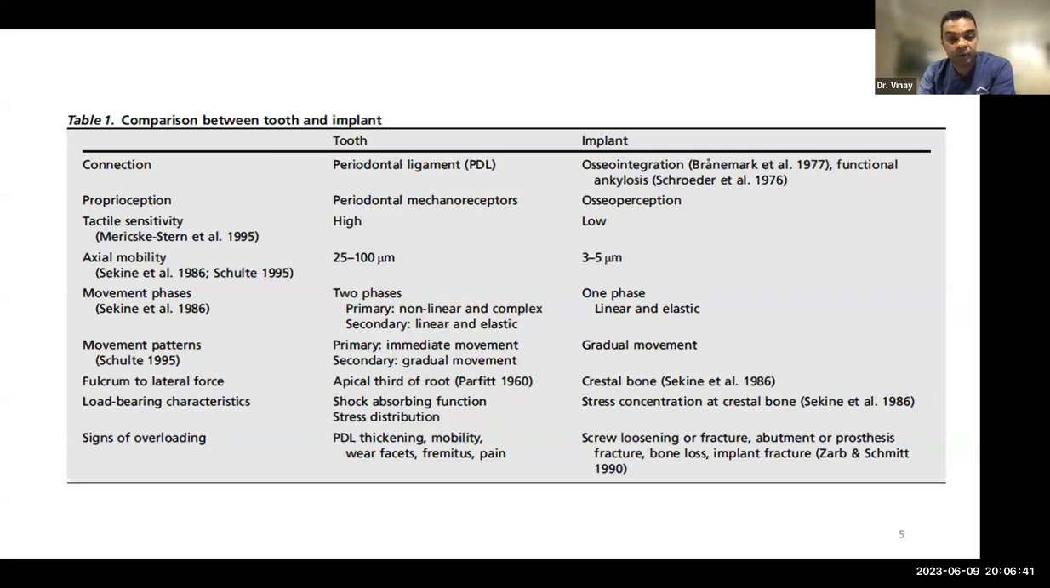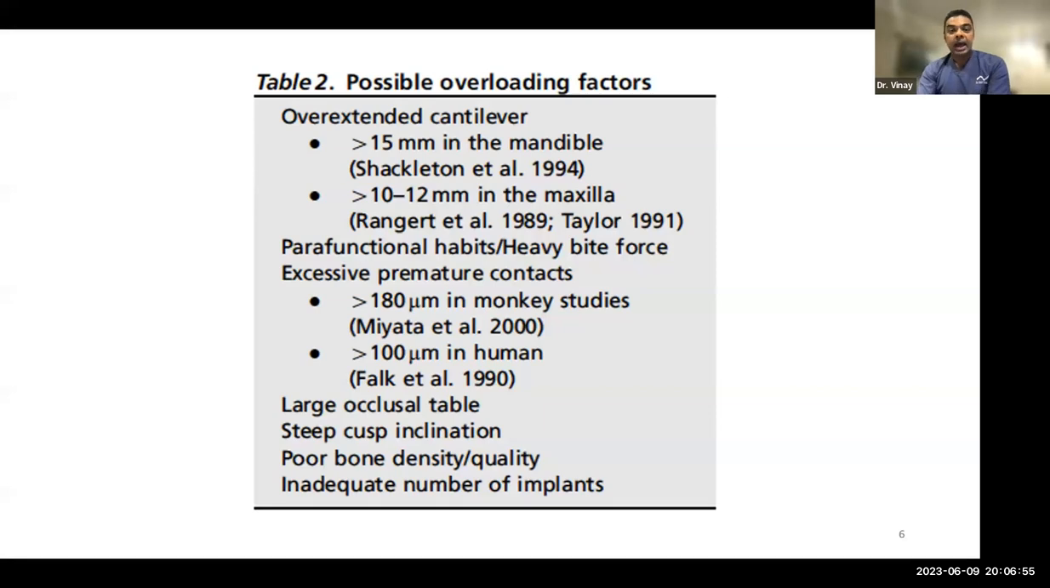There is a difference in proprioception between a tooth and an implant. The tactile sensitivity is different, and I'm not going to go through this whole chart because we don't have the time to discuss it in detail, but this is there from that article. And when you look at the overloading factors, if you have an overextended cantilever, which is more than 15 millimeters in the mandible, or more than 10 to 12 millimeters in the maxilla, and of course, these are studies which have come from Bo Rangert and Shackleton et al.